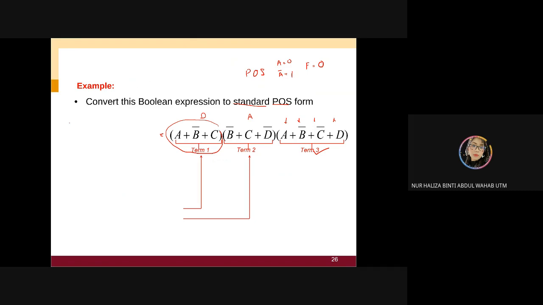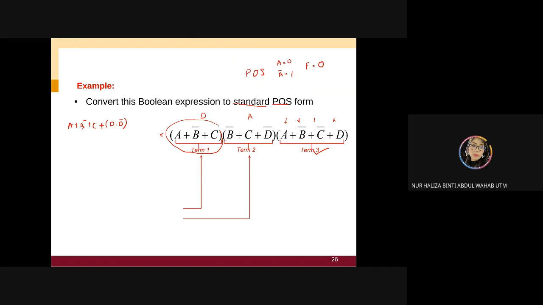We have over here A plus B bar plus C. We need to add with 0. For our 0, we need to use our rule number 8, isn't it? Which is A dot A bar equal to 0. Now what are we missing here? We are missing the D. So D dot D bar will be added.